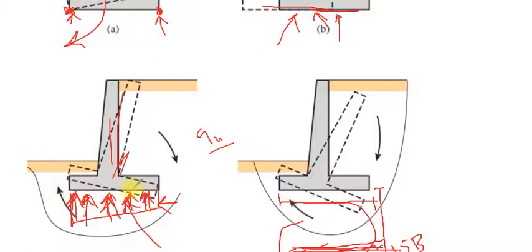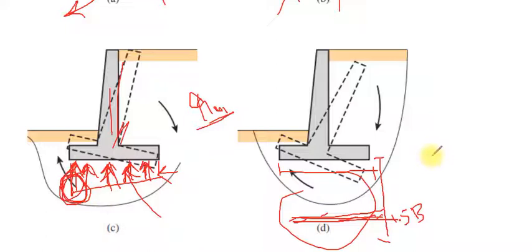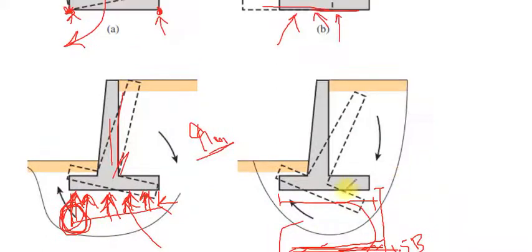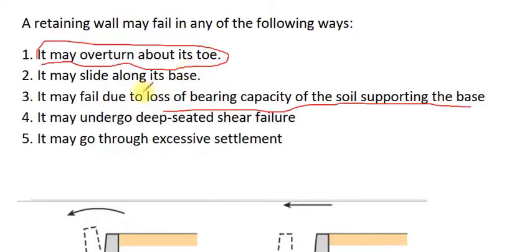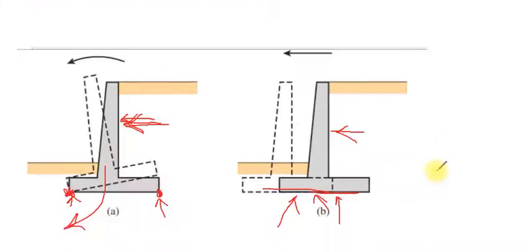retaining wall, and so we have to divide the ultimate bearing capacity over the maximum stress here, and get the factor of safety to check the ultimate bearing capacity. The fourth case is the excessive settlement and the deep-seated shear failure.